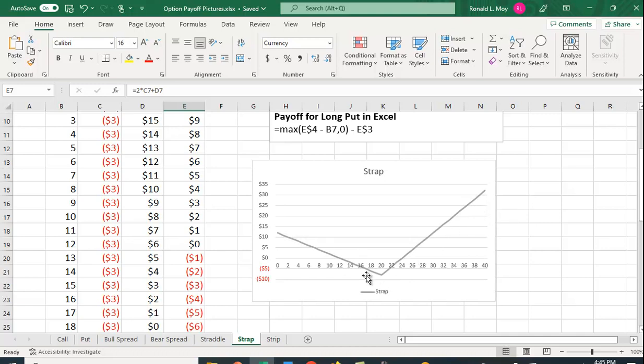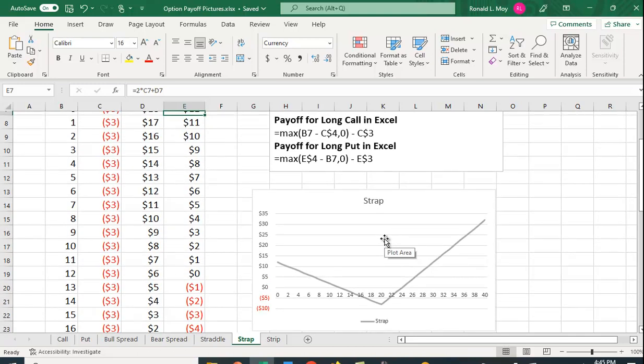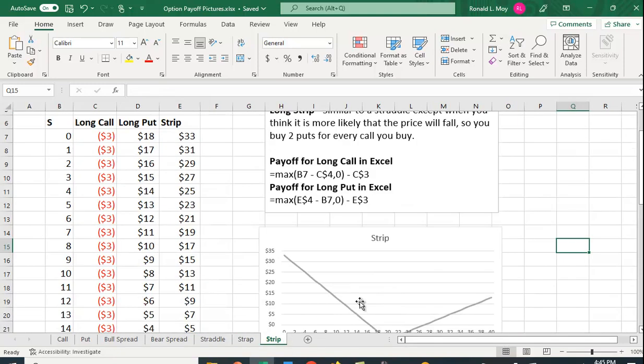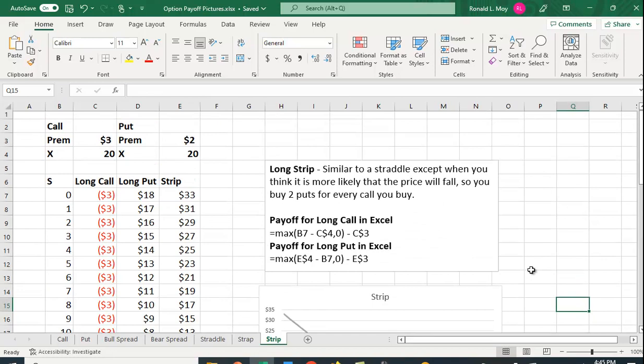Some of you might think, well, if you're going to buy two calls for every put, why don't you just buy one call? But then you don't make any money should the price of the stock collapse. So you still have a bet on the downside, but you think the upside is much more likely. Let me show you the alternative, which is referred to as a strip. Again, similar to a straddle, except you think it's more likely the price will fall, so you're going to buy two puts for every one call option you buy.